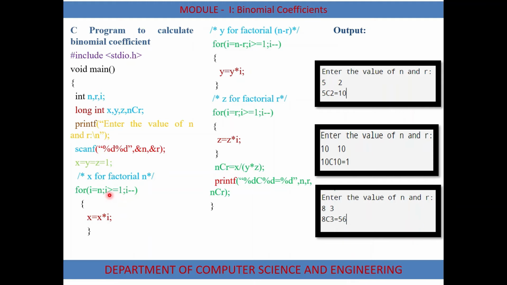Again check the condition. Is 1 greater than or equal to 1? Yes. So perform this operation. X is equal to x into I. That is 120 into 1 is equal to 120. Now decrement the value of I by 1. That is I is equal to 1 minus 1 equal to 0. Now the value of I is 0. Again check the condition. Is 0 greater than or equal to 1? No. False. So now come out of this loop.